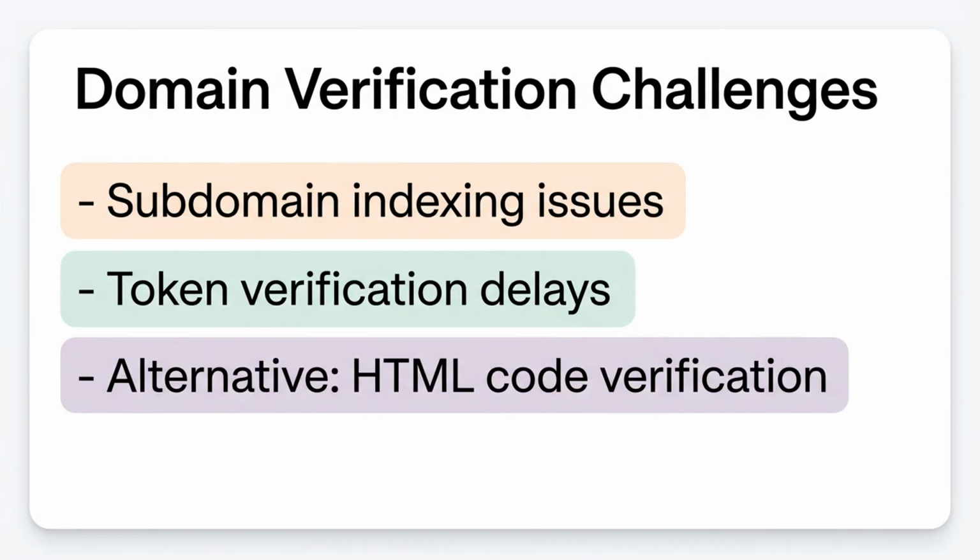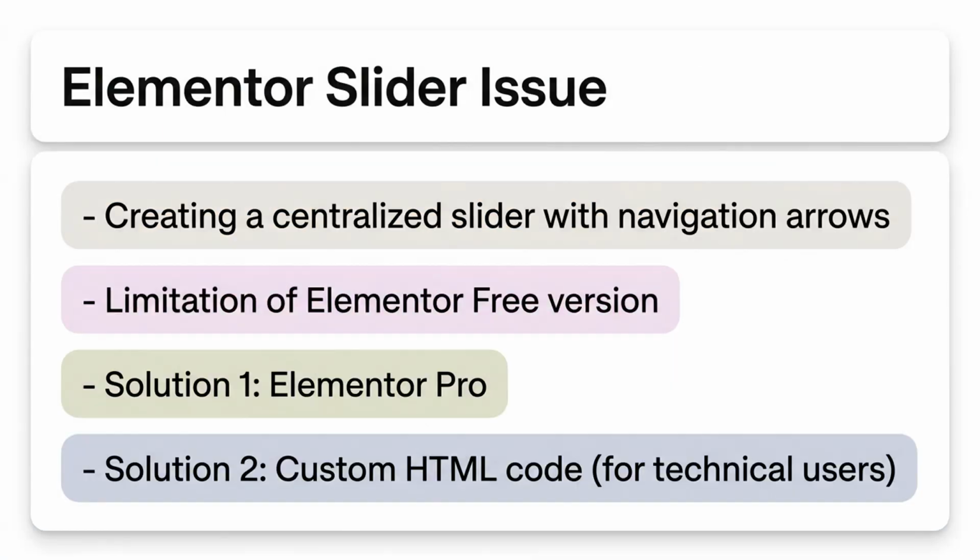During the setup of Google Search Console, you might encounter some domain verification challenges, especially when working with subdomains. Sometimes indexing a subdomain can take longer or present errors compared to a main domain. If token verification is delayed, an alternative method is to download the provided HTML code and upload it to your website's header for verification.